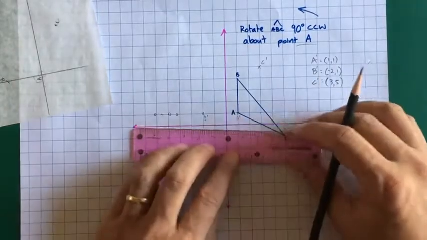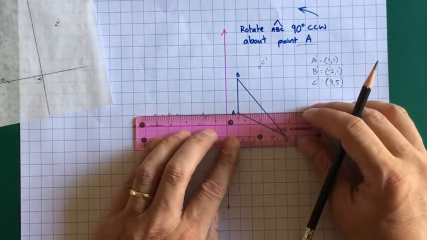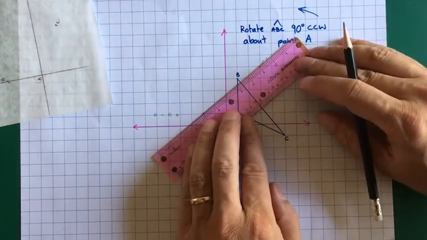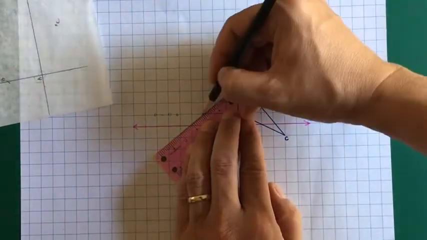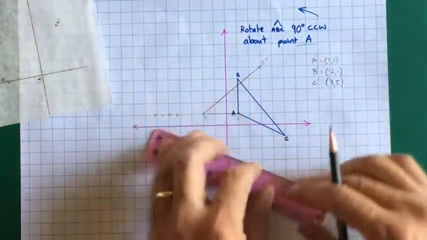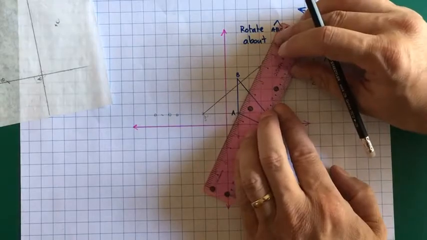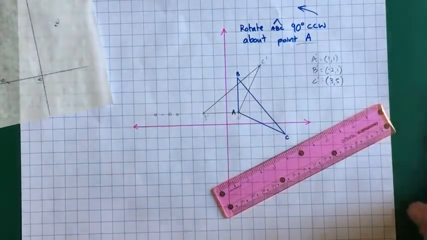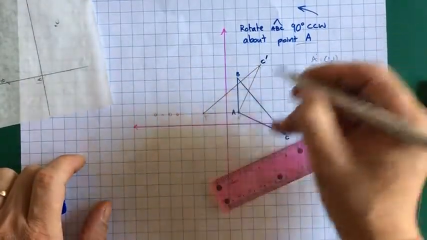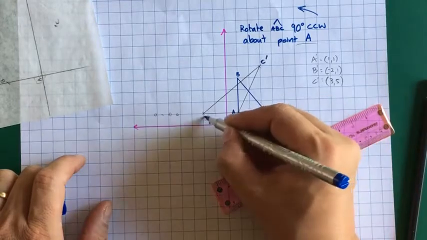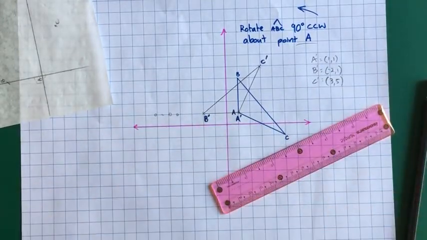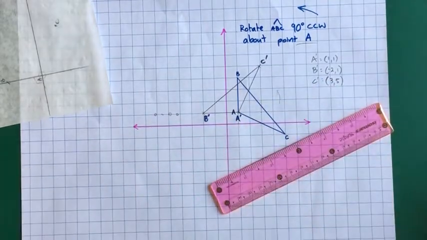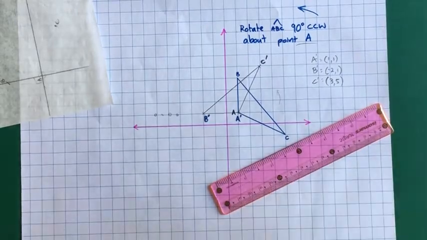Okay, so I've plotted all the points, the images of each point of the original triangle, ABC. And all I have to do now is draw the image of triangle ABC to make triangle A dash, B dash, C dash, like this. Okay, and label everything correctly. So C dash is there, A dash is here, and B dash is here. And I've done my rotation around point A. The whole shape has rotated 90 degrees. Finished.